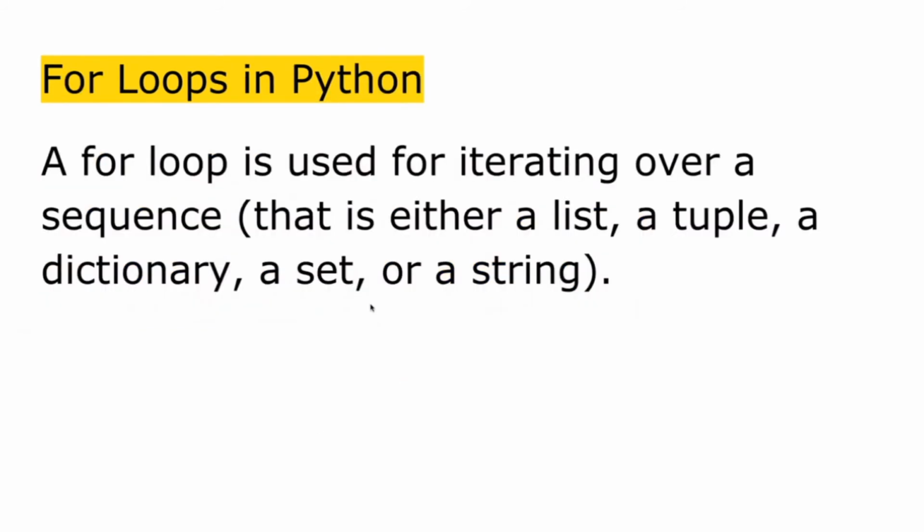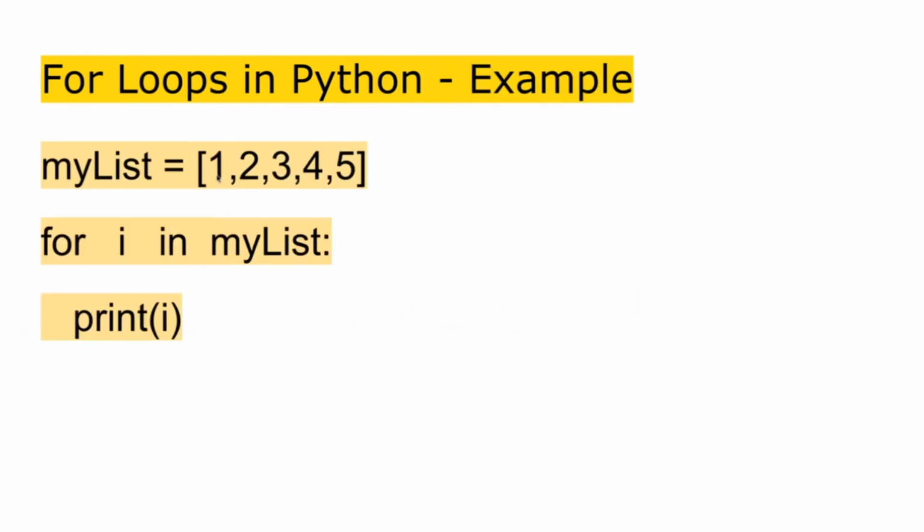For loops in Python. There's another loop called a for loop. A for loop is used for iterating over a sequence, which is either a list, tuple, dictionary, set, or string. My list equals 1, 2, 3, 4, 5. For i in my list, print i. What is going on here? We used the for keyword: for i in my list, print i.